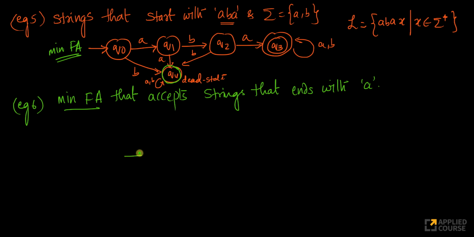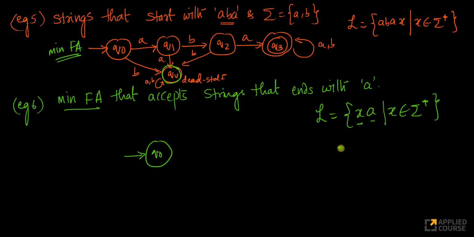So let's see. Okay. These are languages like this, right? I have XA such that X belongs to sigma star, right? This is a way to think about it. So the end has to be A, right? Obviously epsilon will not be here. So Q0 is not a final state.